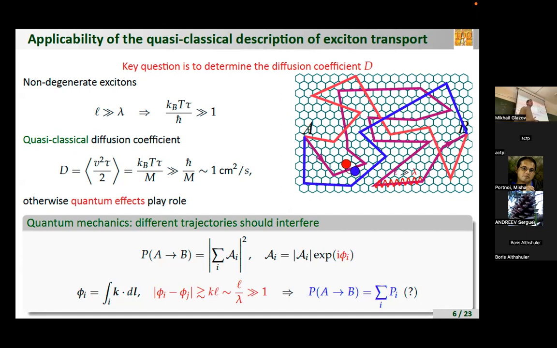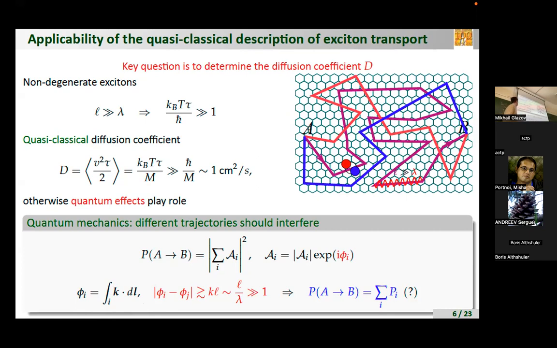While it is not so easy to calculate this sum, one can make a very simple argument that usually the quasi-classical description should work nicely. The amplitude of probability is just its absolute value and some phase. And the phase is related simply by the fact that once an exciton or any quasi-particle propagates with a given wave vector, the phase is just the integral of the wave vector, which changes, of course, as a function of time, times the element of its path.